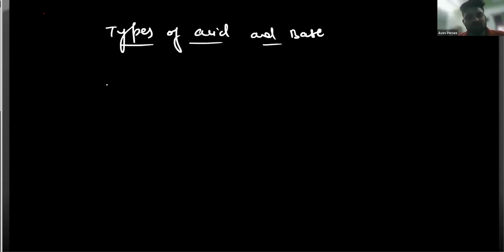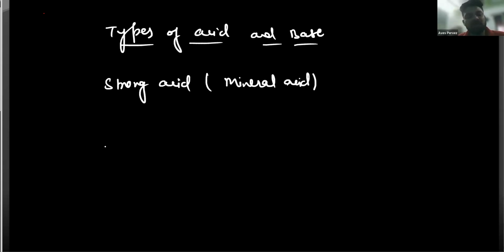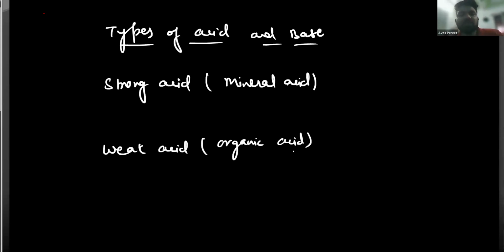I will check the types of acid and base. One is strong acids, they are also called mineral acids. Another is weak acids, also called organic acids, which we obtain from organic substances like lemon, tea. So what are the definitions of strong acid and weak acid?